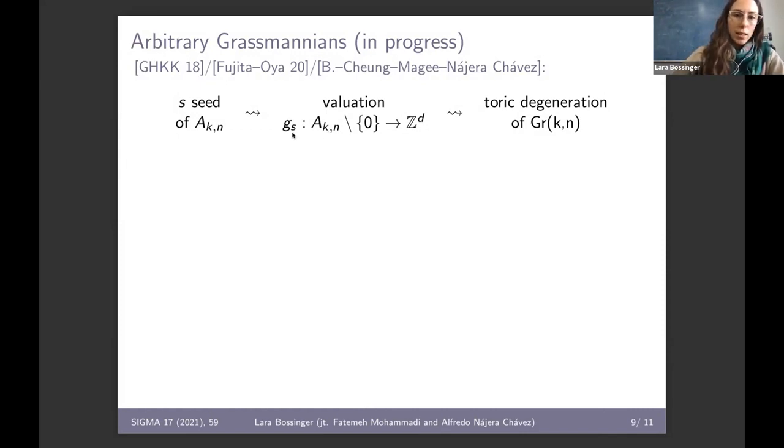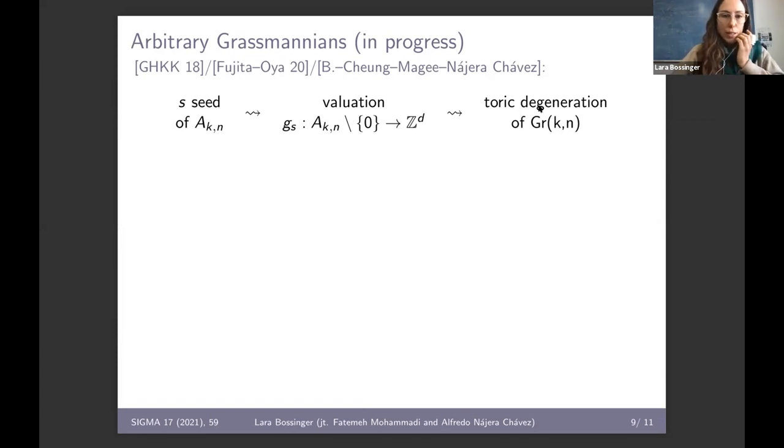So I take the principal coefficients at the seed S, and I map a cluster variable to its G-vector. This extends to a valuation. This was shown, for example, by Fujita and Oya in their paper that's, I think, still a preprint. And if I have this valuation, there are several ways how I can get to a toric degeneration of the Grassmannian.